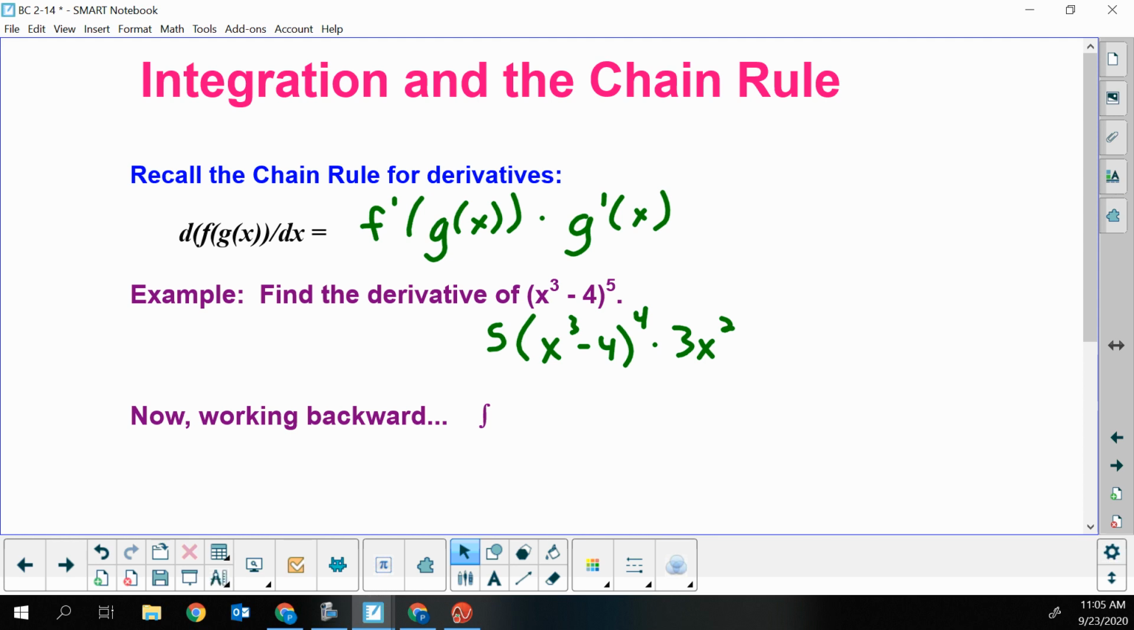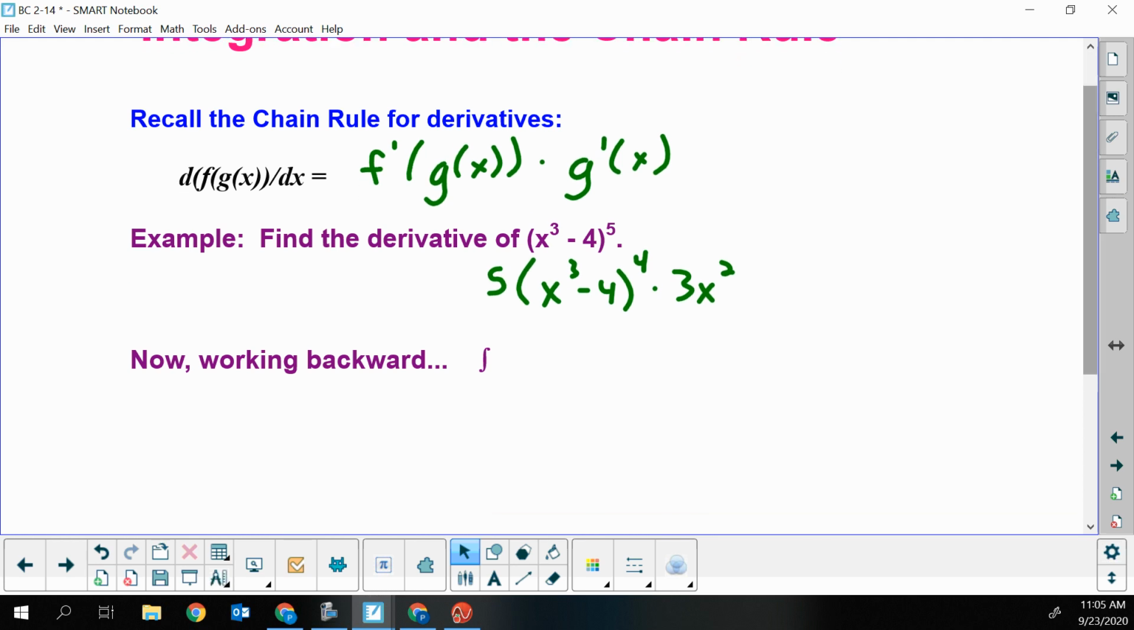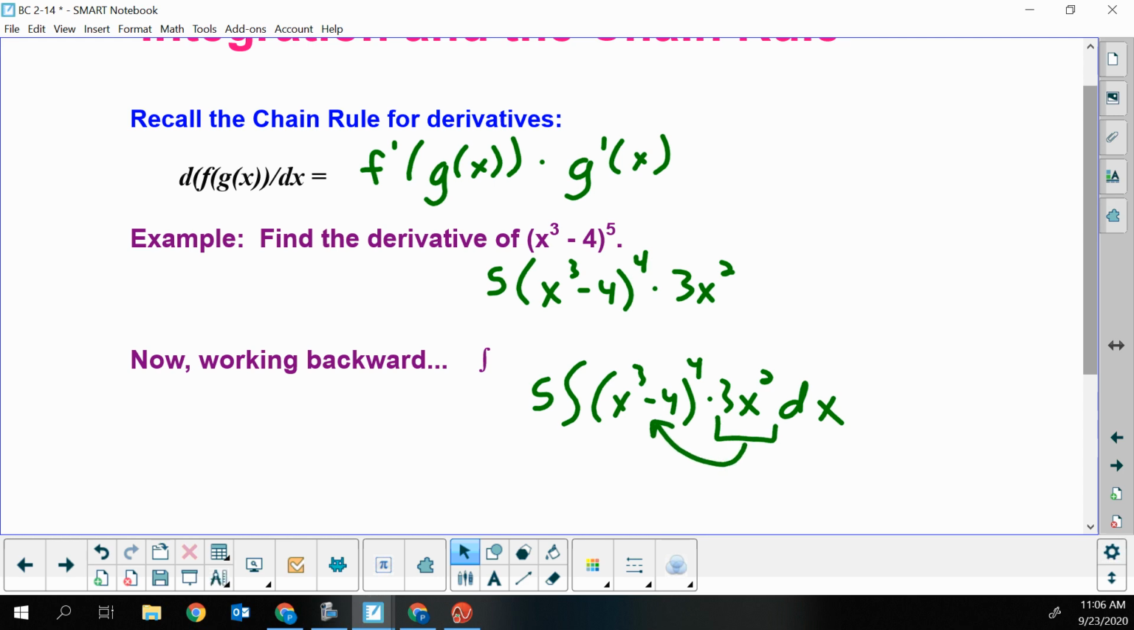Well, what if we wanted to work backwards? So what I'm going to do is take that 5, that's a constant, and put it out front. We would have x cubed minus 4 to the 4th times 3x squared. And then in the integral, we always have to have that dx there. Well, what I want you to recognize is that this is just the derivative of what our inside function was.